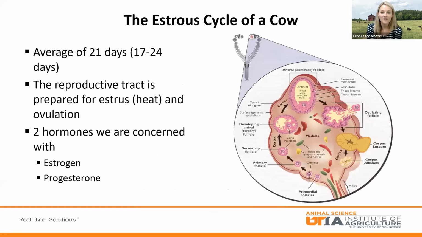Okay. And transitioning into the estrous cycle of a cow, we think of this as a period of time when the reproductive tract is being prepared for heat and the subsequent ovulation. So an average estrous cycle is said to be about 21 days, but that can really vary. I've seen some cattle routinely exhibit a 14-day cycle and some longer than 21 days. But in general, we say on average about 21 days.